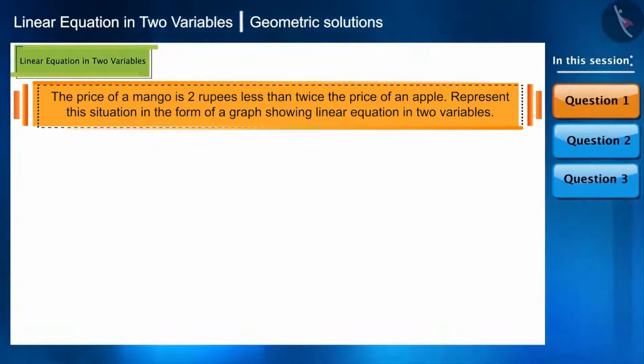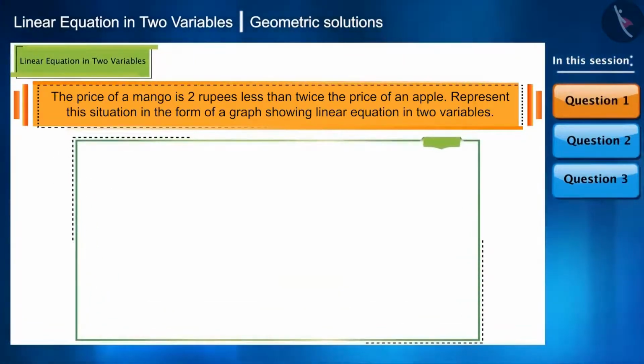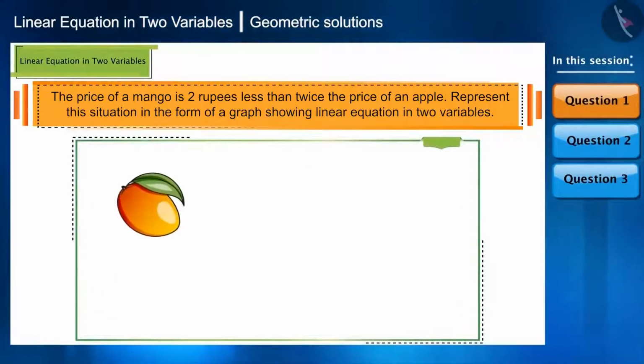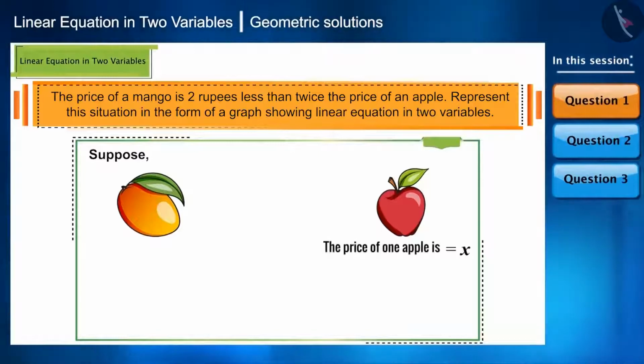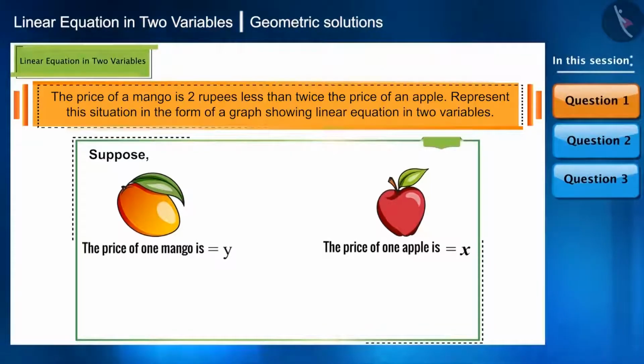The price of a mango is 2 rupees less than twice the price of an apple. Represent this situation in the form of a graph showing linear equation in 2 variables. Let's see how to solve such questions. First of all, here we have 2 fruits, mango and apple. We have to make an equation with 2 variables. So, we will consider the price of one fruit as x and the price of the other fruit as y. So, suppose the price of one apple is x and the price of one mango is y.